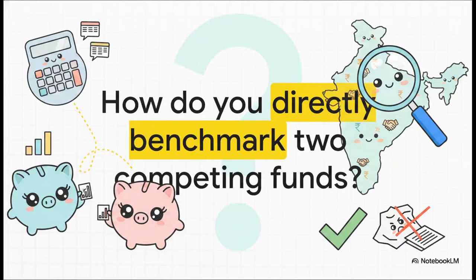So let's start with the core high-stakes problem facing LPs and GPs right now. When you're trying to analyze competitive dynamics and co-investment patterns in the Indian private market, how do you actually directly benchmark two competing funds? Up until now, you probably had to pull completely separate spreadsheets, cross-reference tons of messy data, and manually search for overlaps just to see who invested where and exactly when. It's tedious, it's a total recipe for eye strain, and frankly, it leaves a lot of room for error. But what if you could do the whole shebang instantly?